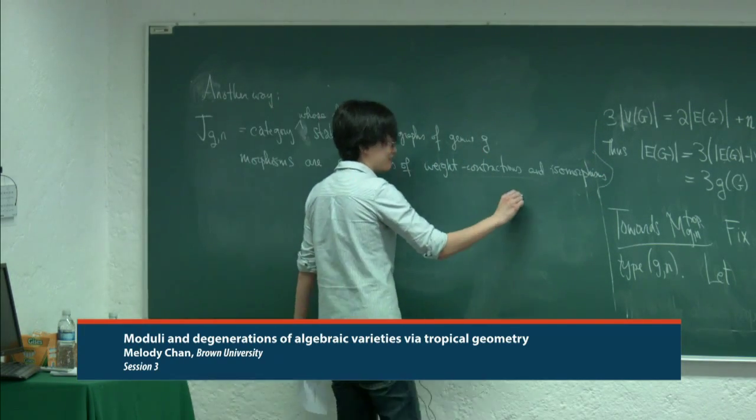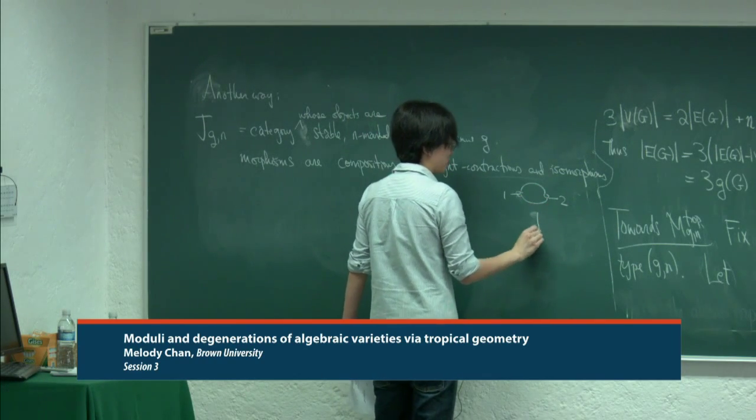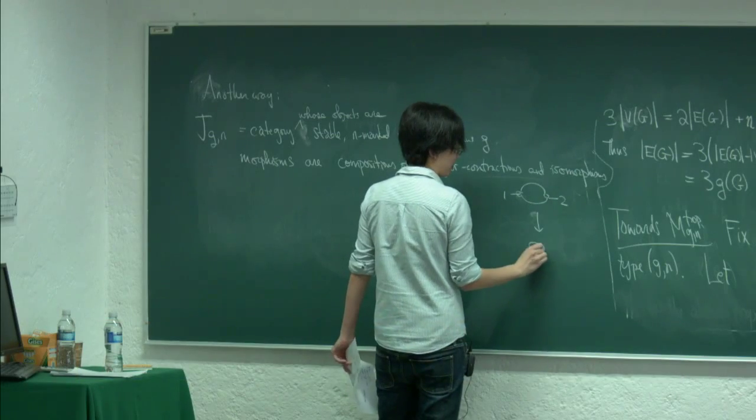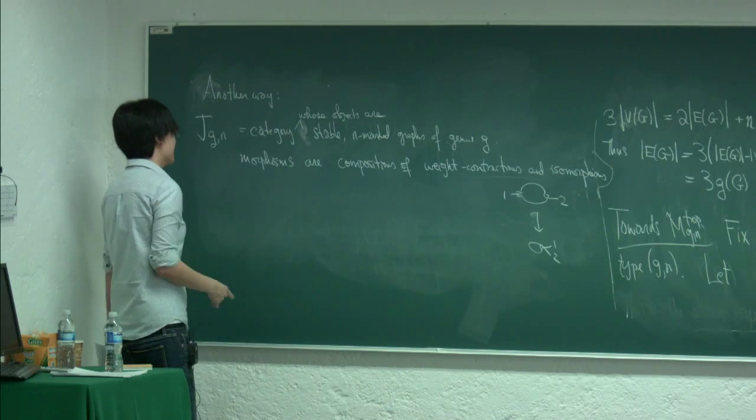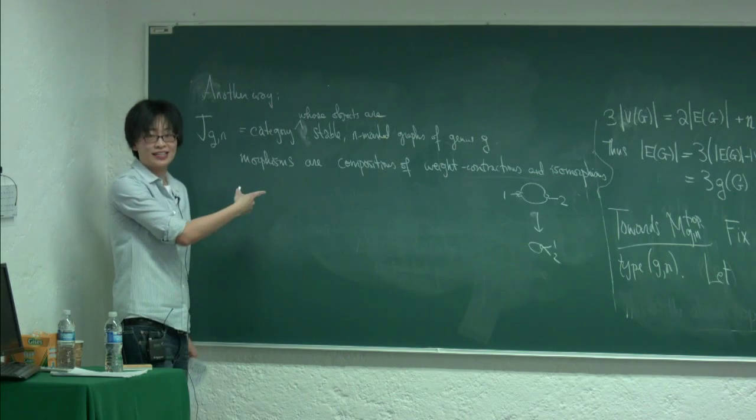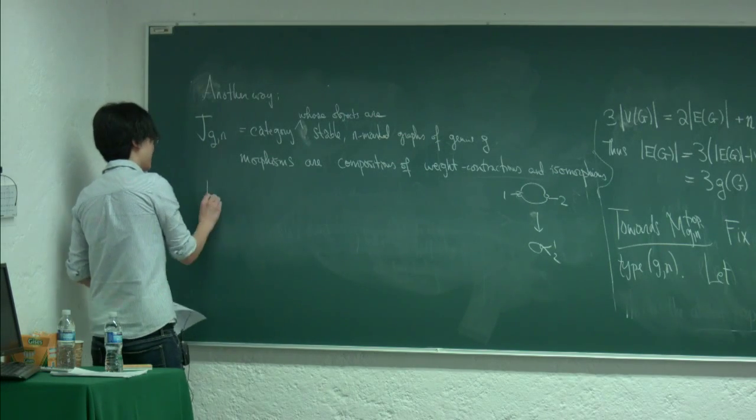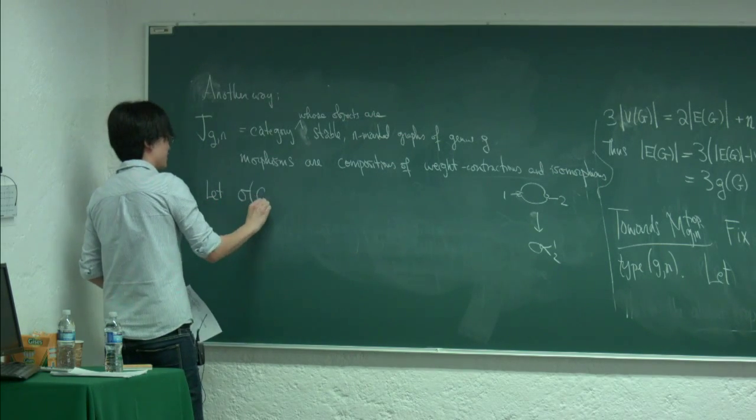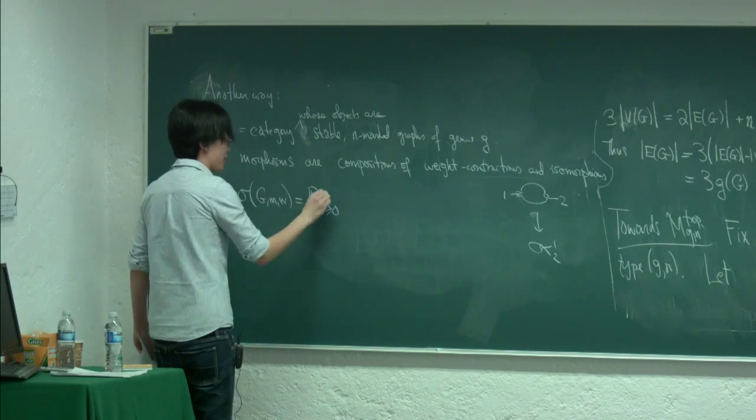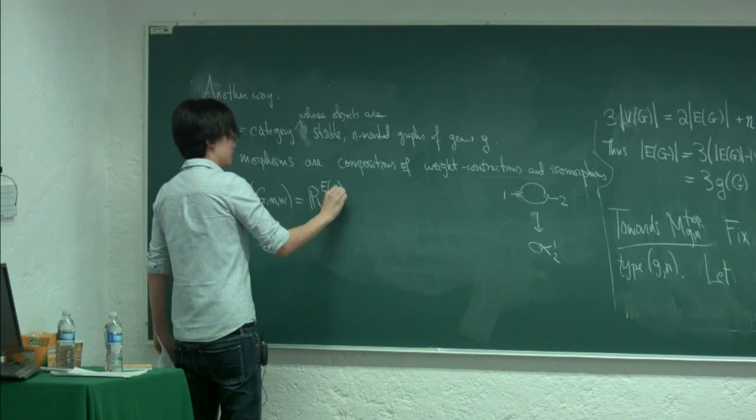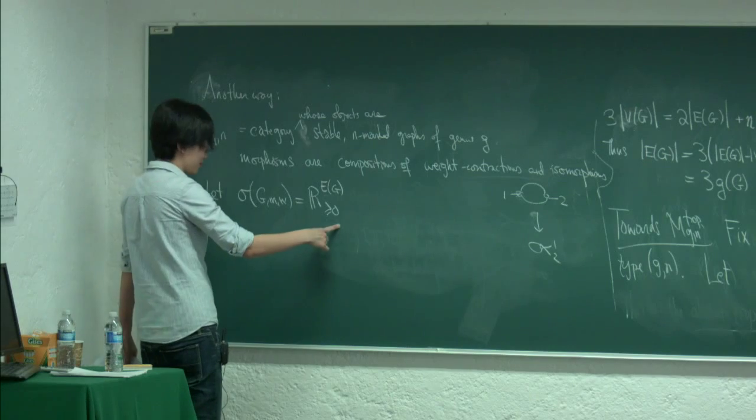So a morphism is something that looks like a weight contraction, possibly a trivial one. And this category is about to be an indexing category over which we take a colimit of cones. So let sigma of a combinatorial type, G, M, W, be just the orthant R greater than or equal to 0 to the E of G copies of that. So this is just like an orthant.